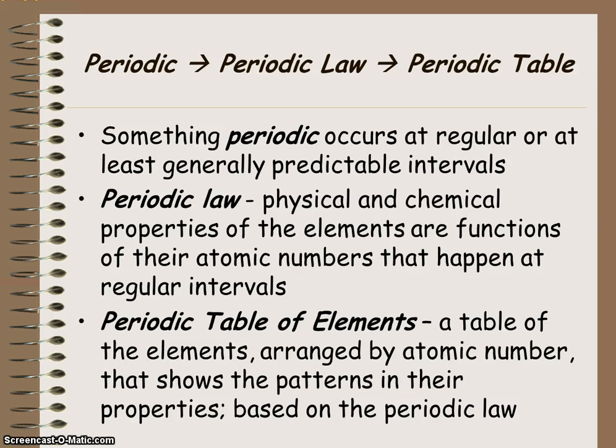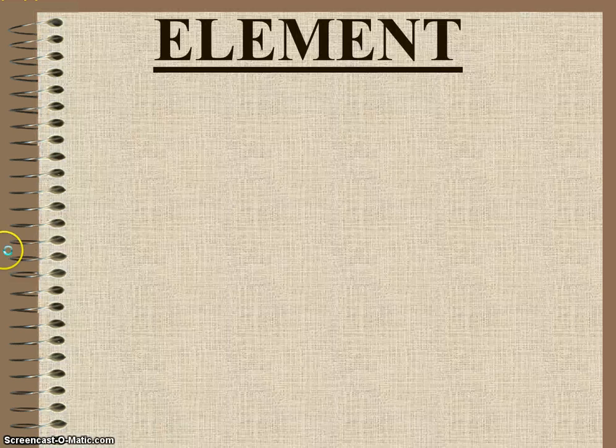The periodic table of elements is the arrangement, a setup of those elements, the atoms we've been dealing with. We call them elements. It's an arrangement of those based on patterns, based on things that happen at regular intervals, based on periodic law. All right, pretty simple. Now let's take some notes.